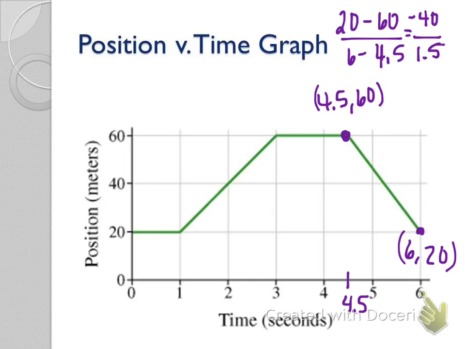Slope. We should be expecting a negative slope. Good. And we get about negative 26.6, 0.67, 0.7. However you round that is really okay. I don't like fractions, however. So I do like the decimal point. And what's our units for velocity? Meters per second. Good.